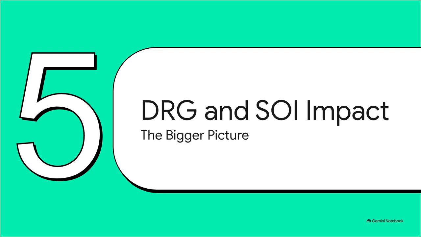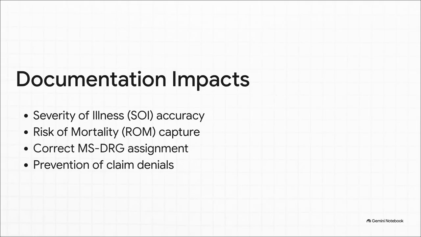Section 5. Impact on DRG and SOI. Let's wrap up by looking at why getting this right matters so much. Accurately classifying acute, chronic, or acute on chronic respiratory failure dictates a patient's CC or MCC status, and that directly reflects the true inpatient resource utilization. It ensures that the severity of illness and risk of mortality scores are captured precisely. From a revenue cycle standpoint, locking in these objective indicators on the front end is basically your ultimate defense against those post-bill RAC audit denials on the back end.